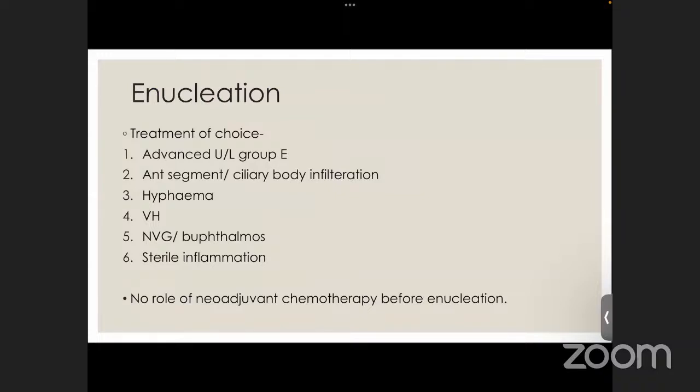Now, enucleation can be advised and is the treatment of choice in the advanced unilateral group E, with anterior segment infiltration, ciliary body infiltration, high phemia, vitreous hemorrhage, neovascularization, or inflammation. It has been noted that neoadjuvant therapy before the enucleation doesn't give any beneficial result.